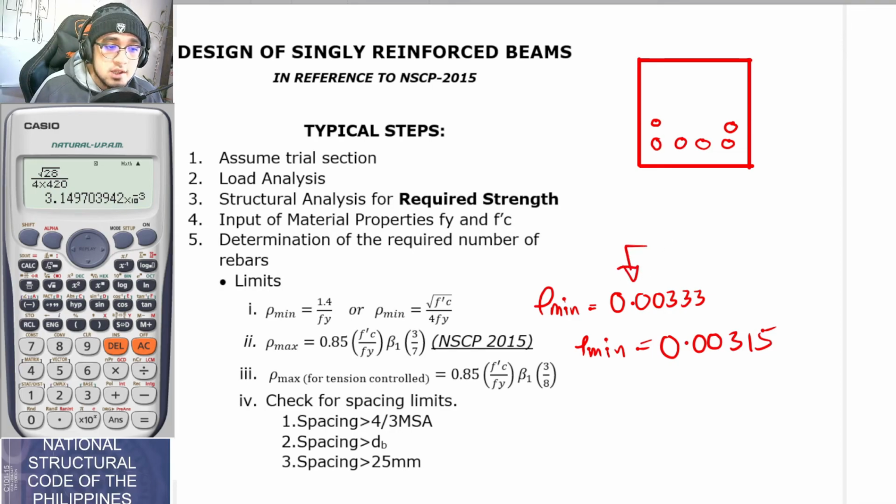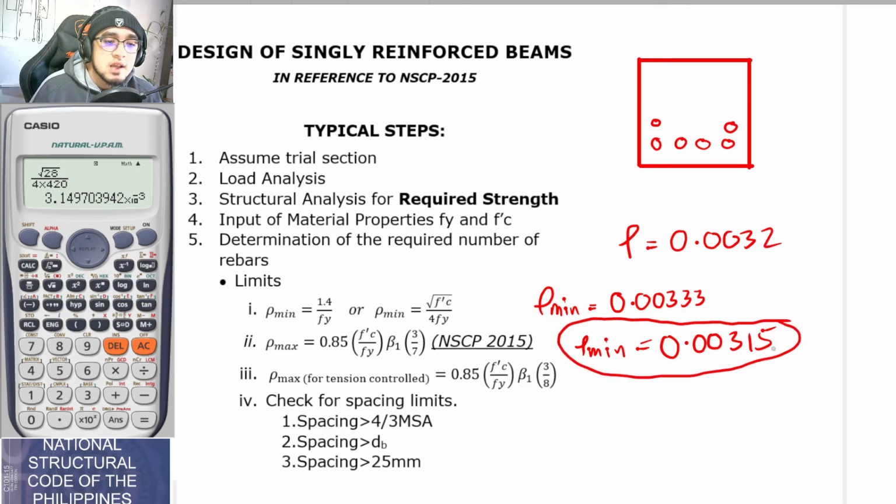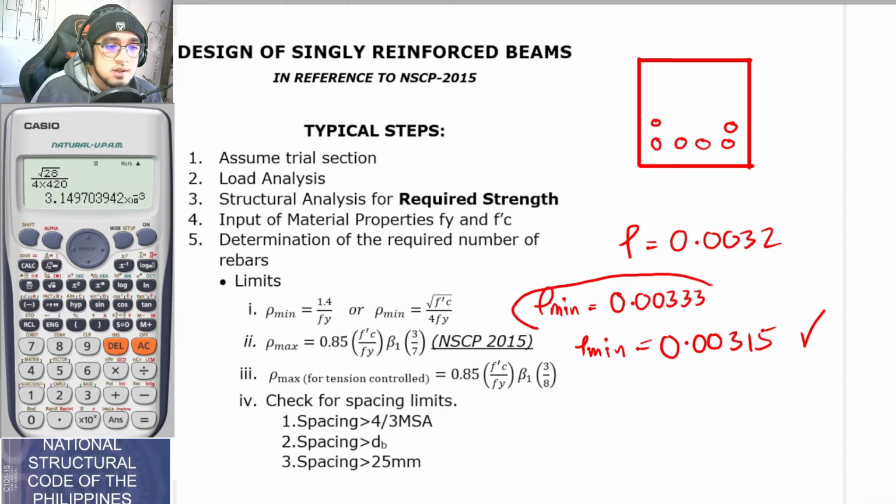So why is that the case once again? Because let's say that your rho is to be equal to 0.0032 and it is to be greater than this. So this is already satisfied. So check to. However, it is to be less than this. So in that case, guys, we cannot use this steel ratio.